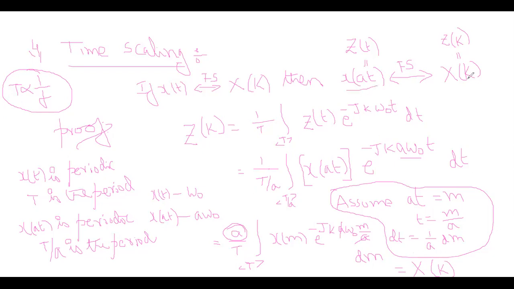Finally, we have x of k only. Apply the Fourier series to x of at, my dear students, for the scaling of time, and you get x of k only. X of k. Understood? Now coming to the next one.